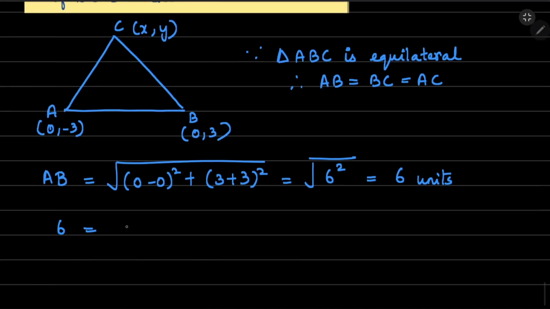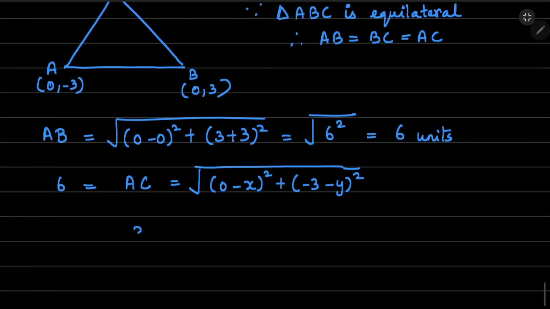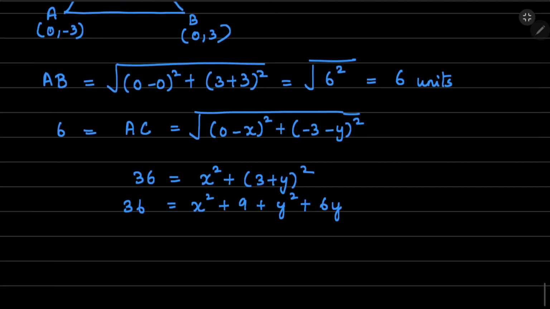So 6 is equal to the distance between A and C, which is equal to, let us do it. So here you will have 0 minus x the whole square plus minus 3 minus y the whole square. Okay, this is equal to 6. When you square on both the sides, what will you get? 36 is equal to x square plus, if you take a negative out, it will become positive, so you have 3 plus y the whole square. So what do you get here? 36 is equal to x square plus 9 plus y square, using a plus b the whole square, plus 6y. Correct? So let this be the first equation.